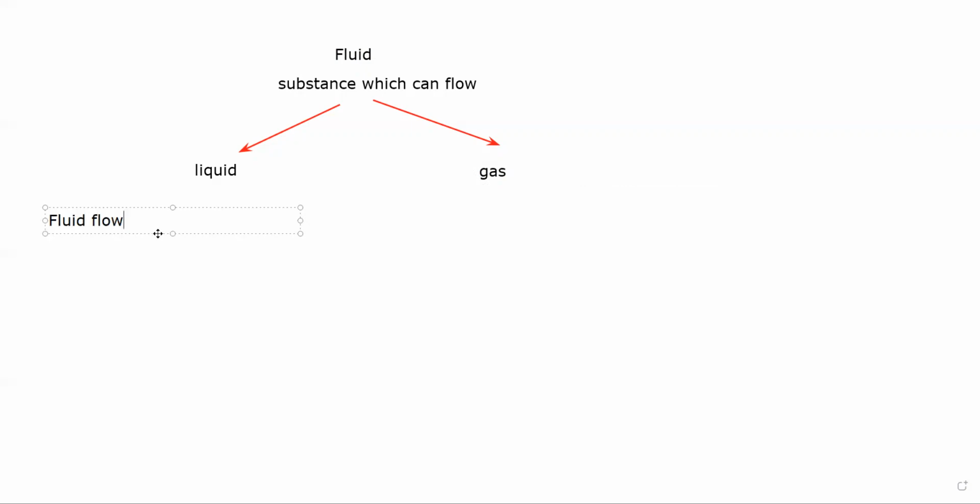When the fluid, like the liquid and the gas, moves, there are two ways by which the fluid can flow. One is known as laminar, another one is known as turbulent. So two ways the fluid can flow from one place to another. One is laminar, another one is turbulent.